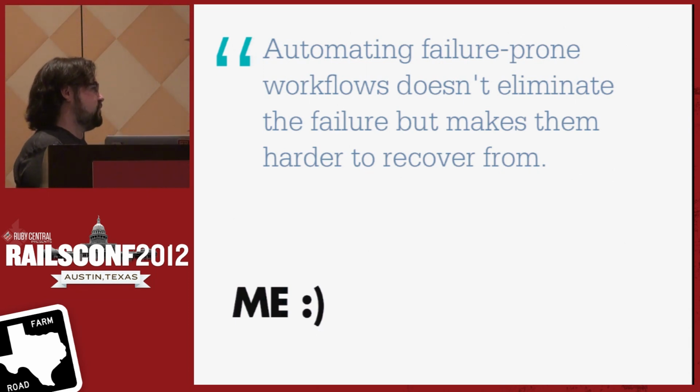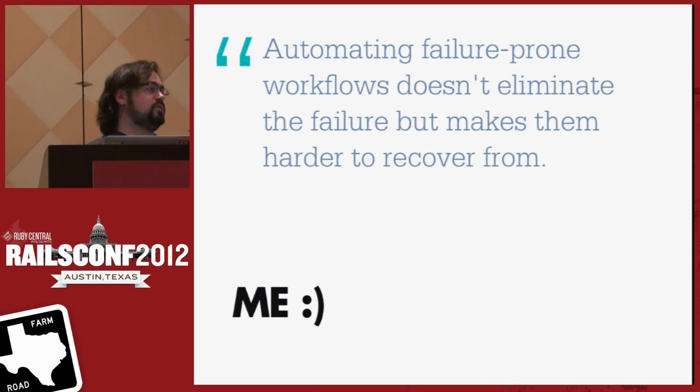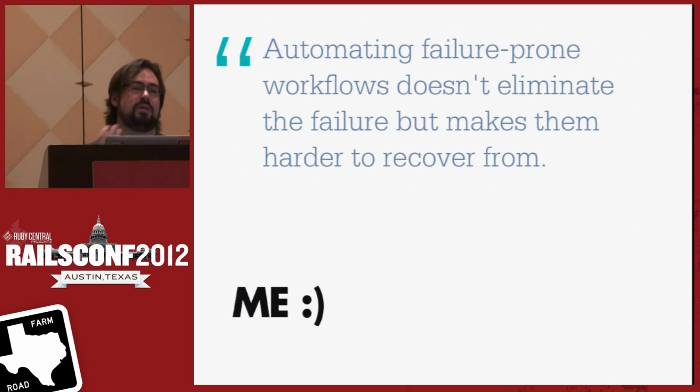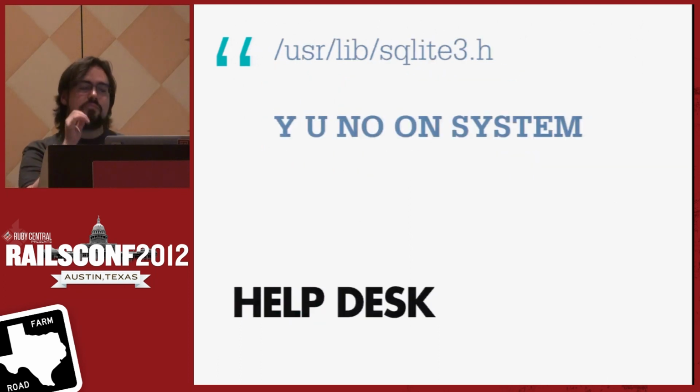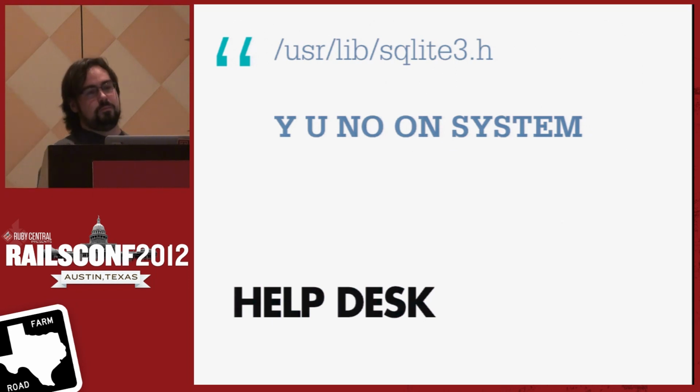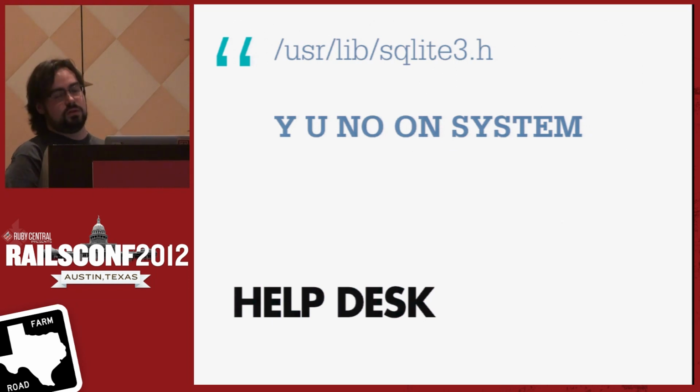This is sort of my guiding principle. Automating failure-prone workflows doesn't eliminate the failure, but it makes them harder to recover from. So we could definitely make here are the 5 steps and run them, and then if some of them fail, you're basically boned. This is something that happened to us when we were doing the Ruby help desk. Someone came in, they were doing gem install SQLite 3, it didn't work. Turned out somehow usr/include/sqlite3.h was not in their system. Obviously that should not happen. We were never able to figure out exactly what went wrong, but situations like this should not be part of the workflow at all. This failure should not break your ability to start things.